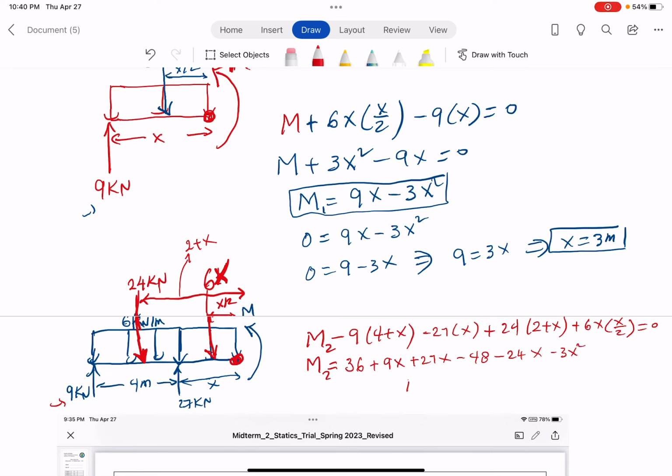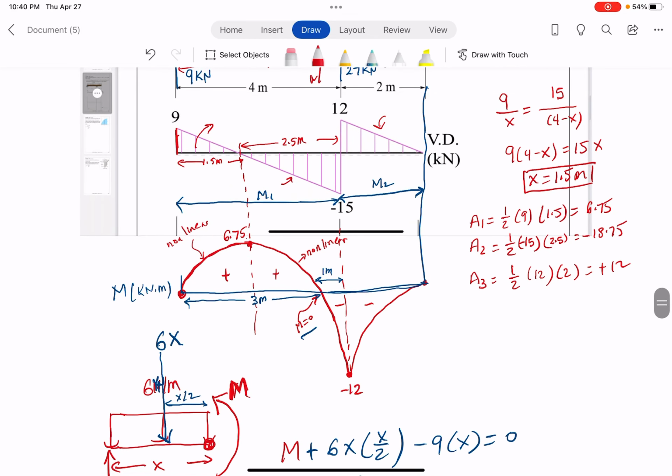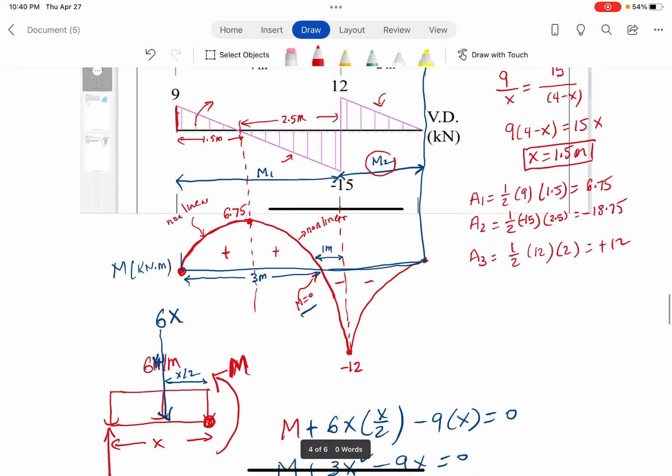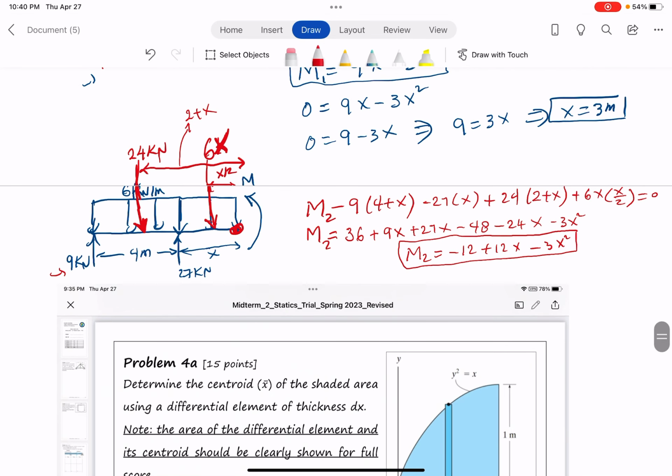Okay, so if you find the second moment, minus 12 plus 12x minus 3x squared. And that is the second moment segment. Minus 12 plus 12x minus 3x squared. Okay, good. So that is the moment at this segment from the roller to the end. Okay, we are done with this. We're going to go for the next 4a.